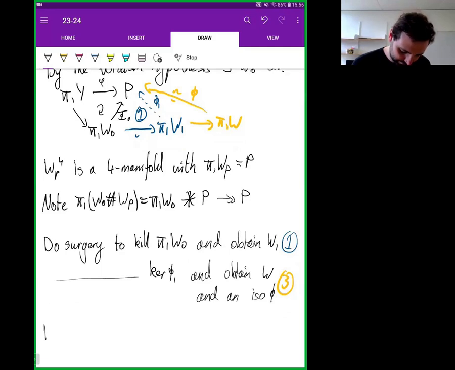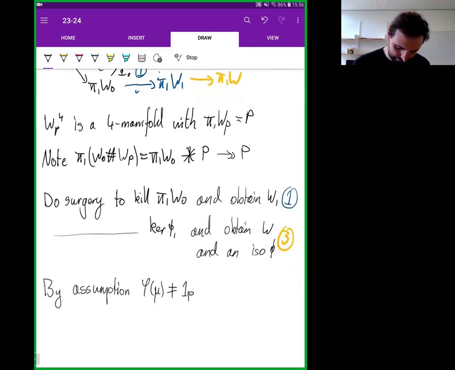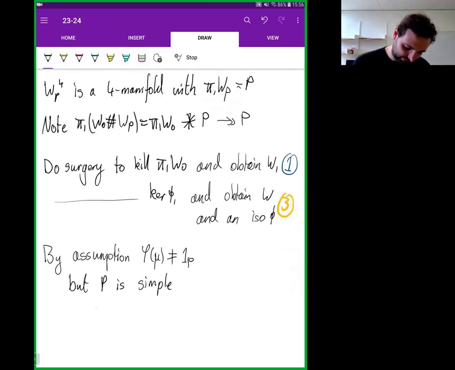Now by assumption, we have that phi of mu is not equal to 1 in P, but P is simple. So this actually normally generates P. So this is really the only place that we use simple. It's probably possible to weaken it. I think you need at least that the abelianization is cyclic.